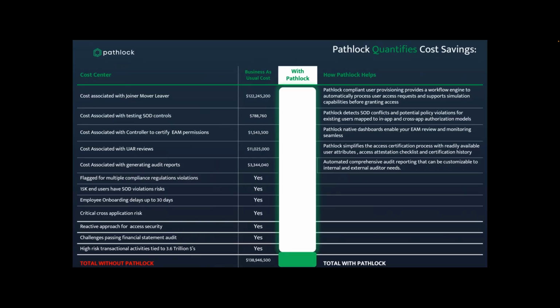This is one of the ways in which Pathlock engages its customers and prospects, is to sit down and look at all of the different processes that a particular company may have in place already, and then going through and totaling up what those costs are without Pathlock or business as usual, and then with Pathlock. And this value engineering, as it's sometimes called, process can really provide some very strong evidence for why your business case should move forward and gain the approval it needs.